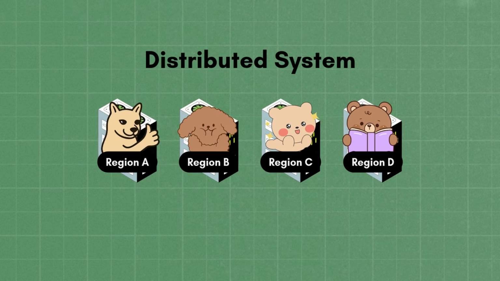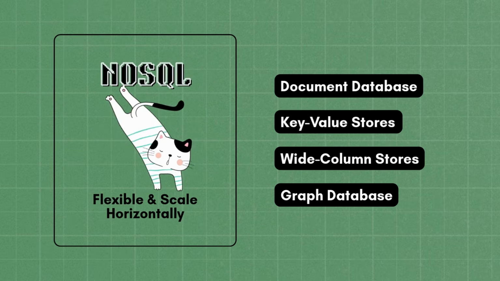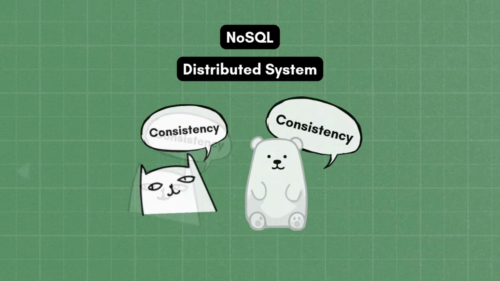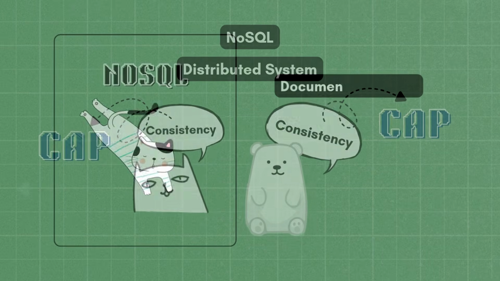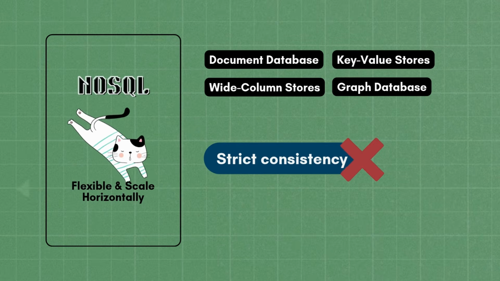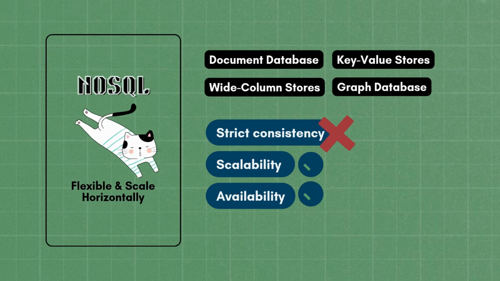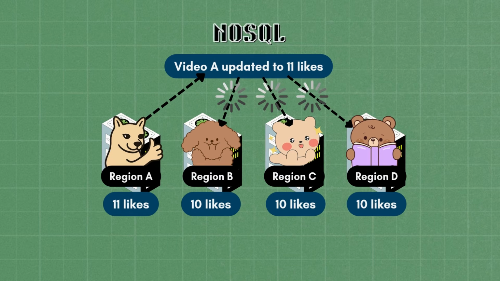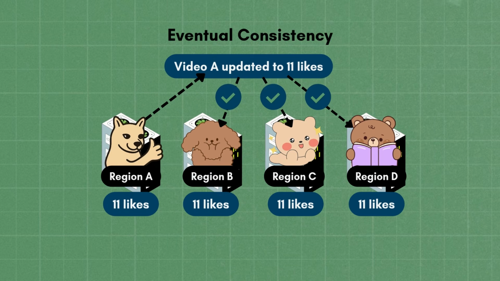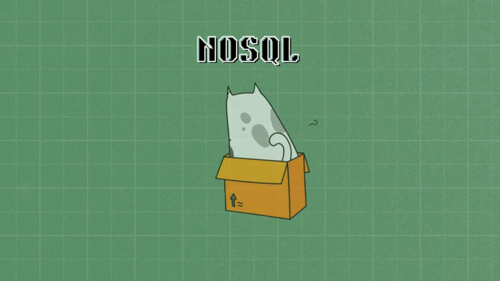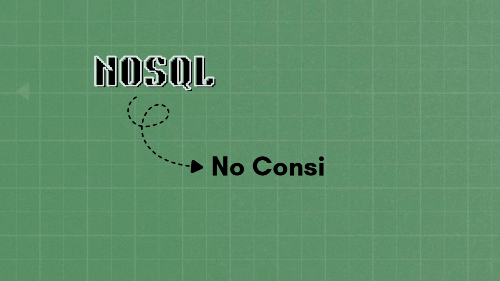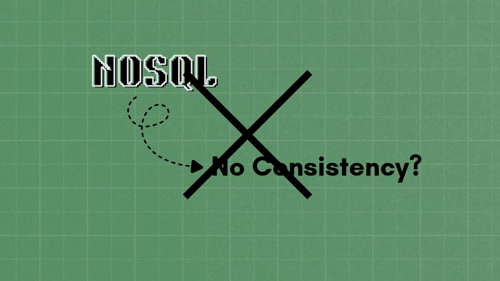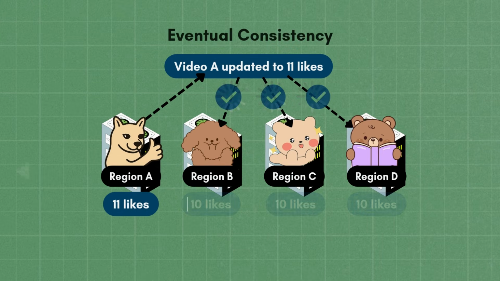In the context of distributed systems and NoSQL databases, consistency usually refers to CAP consistency, and many NoSQL databases trade strict consistency for scalability and availability. They often use eventual consistency, which we discussed just now. But that raises an important question. Does NoSQL mean there's no consistency at all? The answer is no. Not all NoSQL databases work this way.